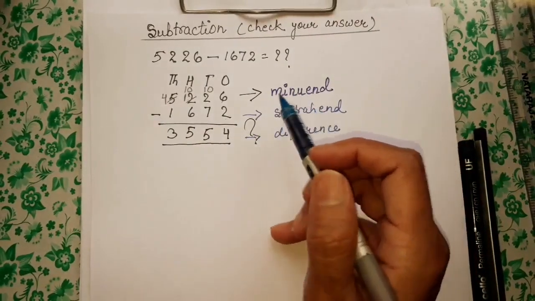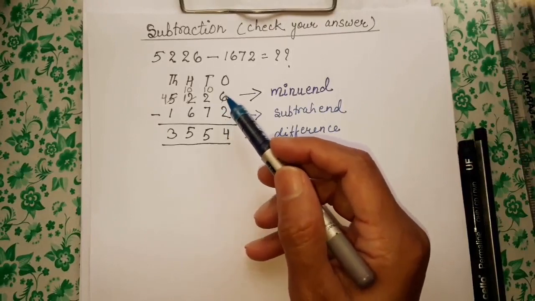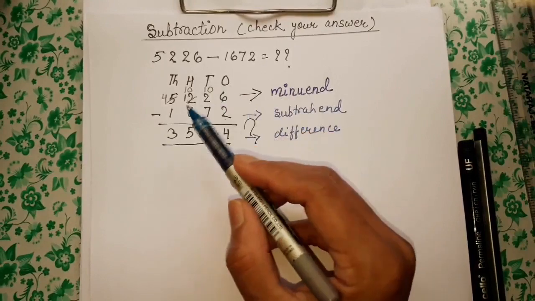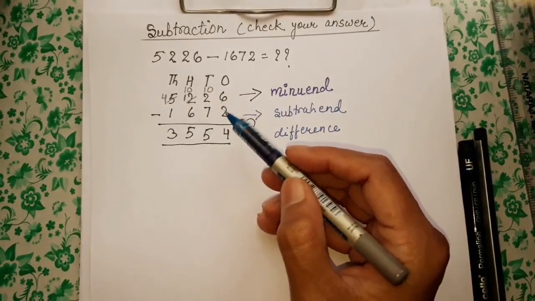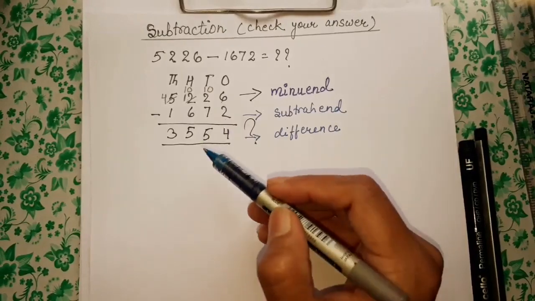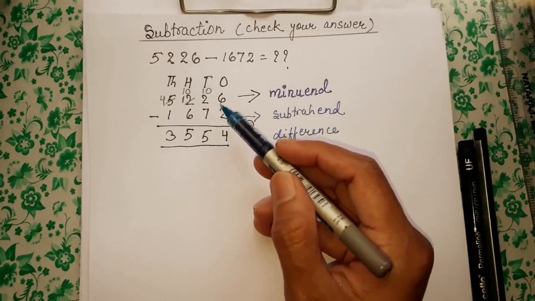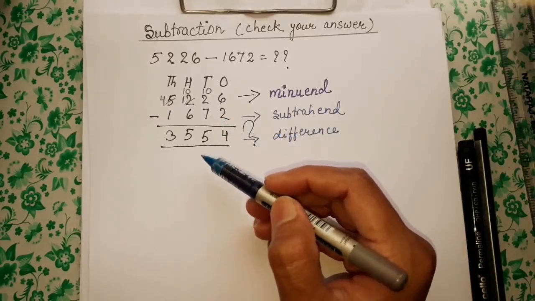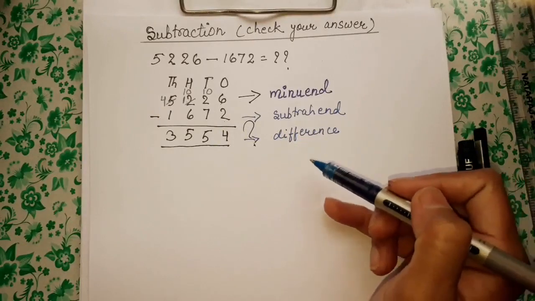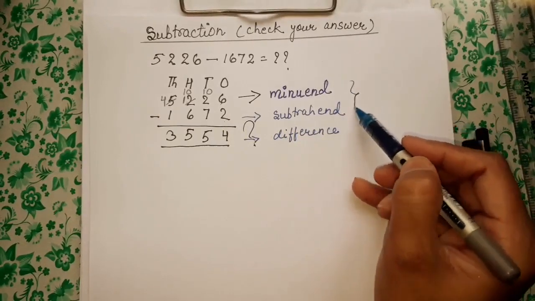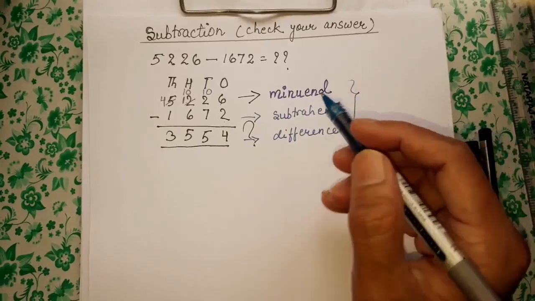minuend क्या होता है? वह बड़ा नंबर होता है जिससे कि हम छोटे नंबर को घटाते हैं. subtrahend क्या होता है? वह छोटा नंबर होता है जिसे कि हम घटाते हैं. एंड डिफरेंस क्या होता है? 2 नंबरों को घटाने के बाद जो हमें रिजल्ट मिलता है, उसे हम क्या कहते हैं? डिफरेंस. Now we use these terms for our checking of answer.